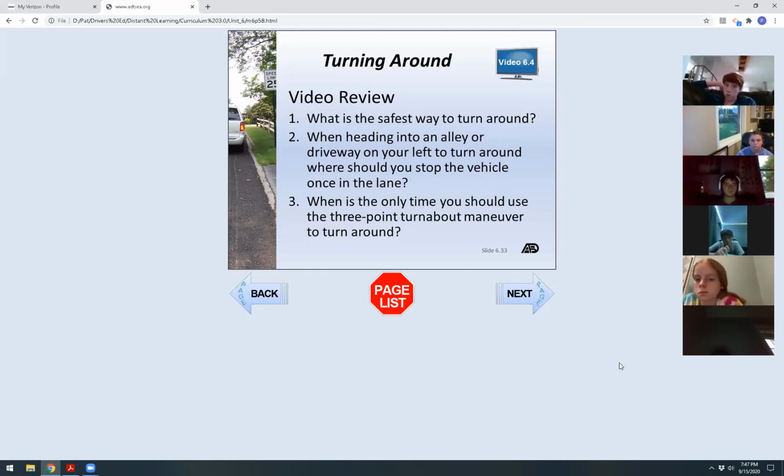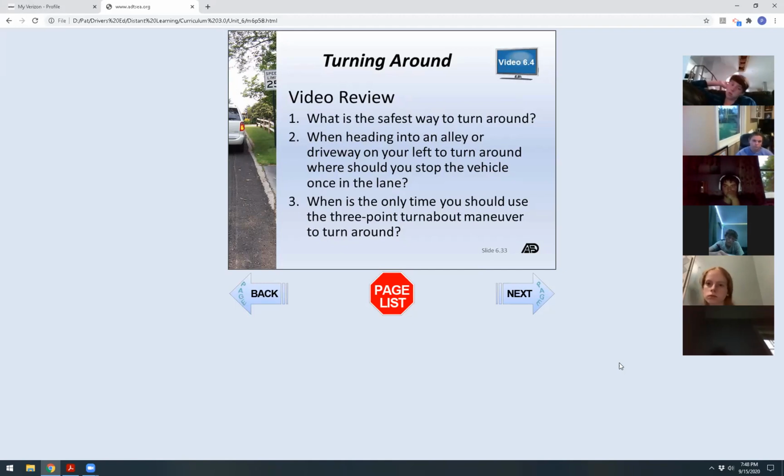Number two, when heading into an alleyway or a driveway on your left, turn around your vehicle. Where should you stop your vehicle once in the lane? So what they're saying here is you're getting ready to pull into a driveway on your left. You haven't actually turned yet, but you're stopping to wait to turn. You're going to stop with your car before the driveway. Like I said, this will make sense in a second when I show you the picture. If you were using a driveway on your right, you would pass the driveway.